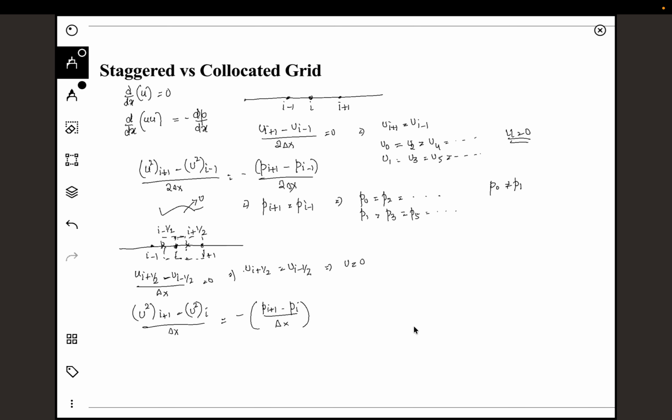We know that u is 0, so this term will become 0. And now I am ending up with an equation which is pi plus 1 equals pi. So now all the pressures will be equal to each other. This is what we actually needed. Whenever u is 0, we will end up with a scenario where all the pressures are equal to each other, and this happens only if I do this staggering. One will be the cell center and another will be the face center. The continuity equation will be solved on the cell center and the momentum equation will be solved on the face center. That is the staggered grid approach.